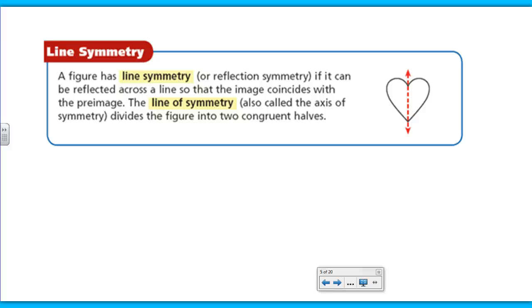So a figure has line symmetry, also called reflection symmetry, if it can be reflected across a line so that the image coincides with the pre-image. It looks like the left side of this heart reflects across this line of symmetry and lands right on top of the right side of the heart, or vice versa, right? The line of symmetry is also called the axis of symmetry, and it divides the figure into two congruent halves.